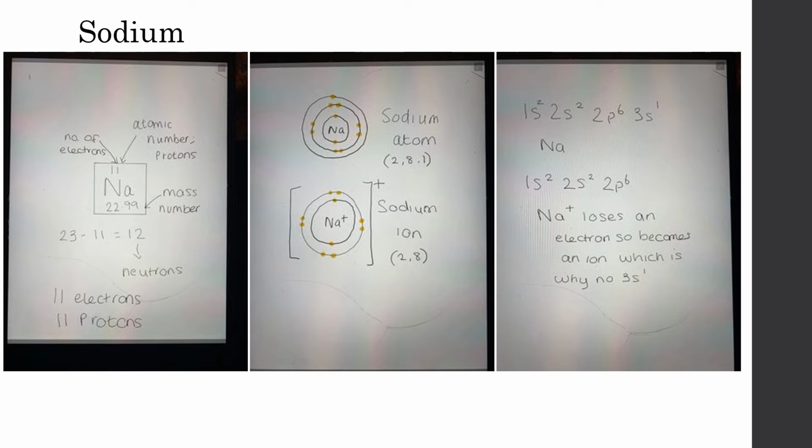And then next to it, we've got the orbitals. So we have the s subshell, which has 1 s orbital, p subshells have 3 p orbitals, and d subshells have 5 d orbitals. In this one, we have 1s2, 2s2, 2p6, and 3s1. When it's an ion, as you can see, we've lost the 3s1 because we've lost that electron. Also, the sodium atom has 1 electron in the last shell, and this relates to the periodic table, so I'll just show you that.